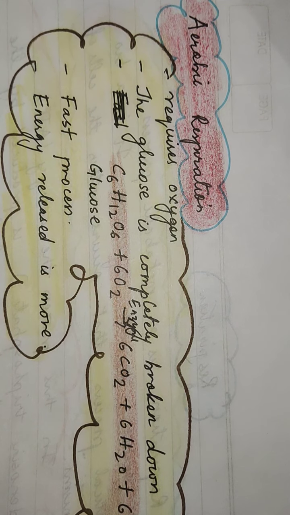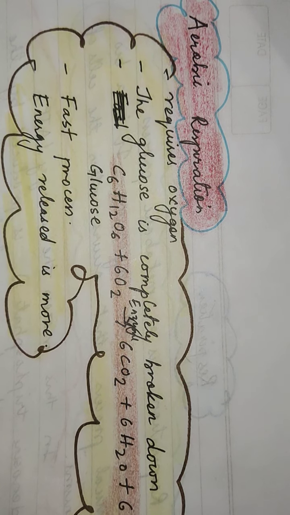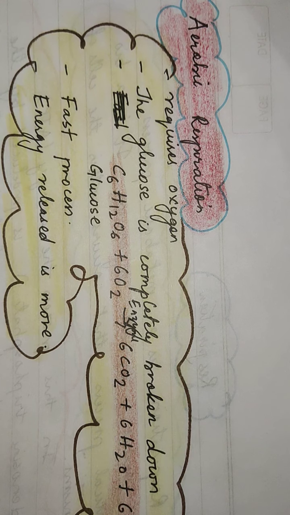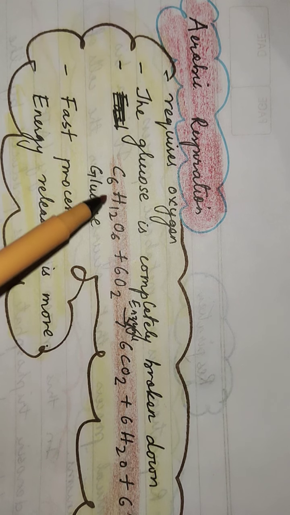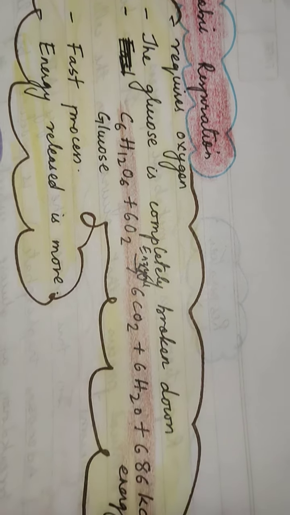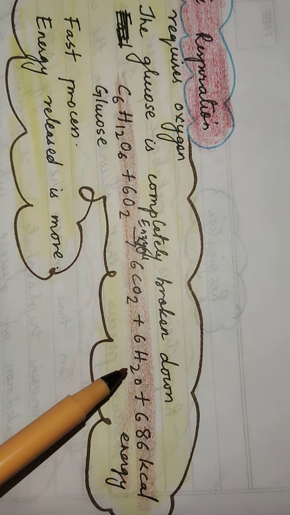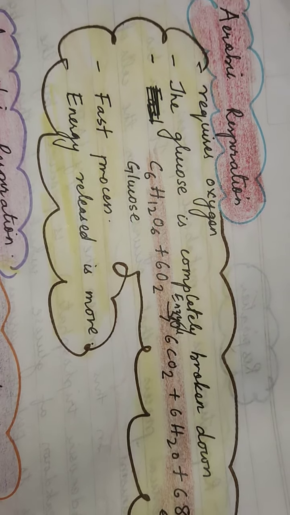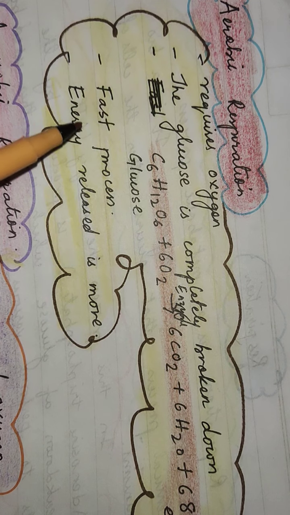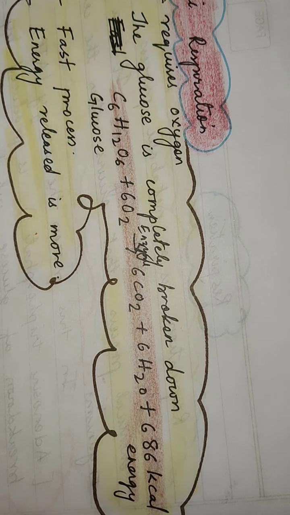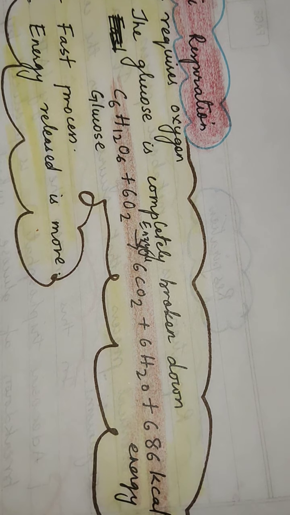So in case of aerobic respiration, there is requirement of oxygen. So glucose is completely broken down. So glucose reacts in presence of oxygen, and there's an enzyme over there. So it gives us carbon dioxide, water, and energy. And the amount of energy over here in aerobic respiration is more. So next is that it is a fast process and energy released is more. As we have already done in this, the energy released is more.